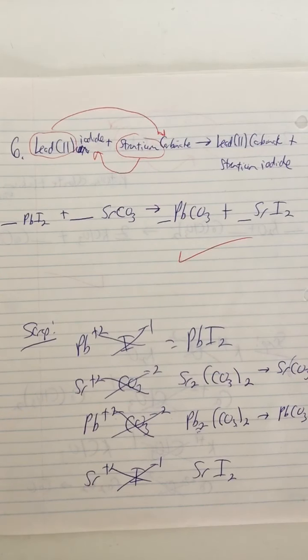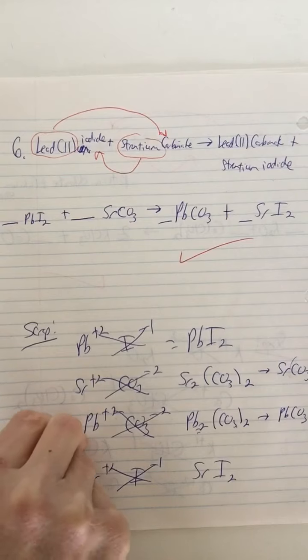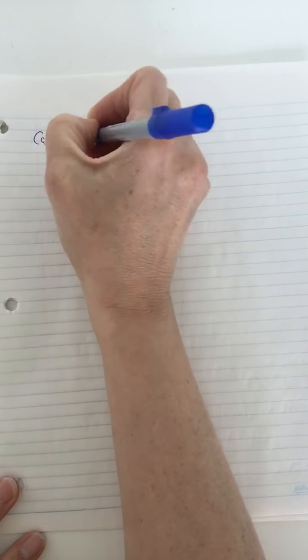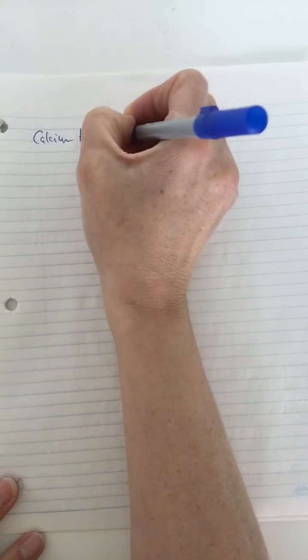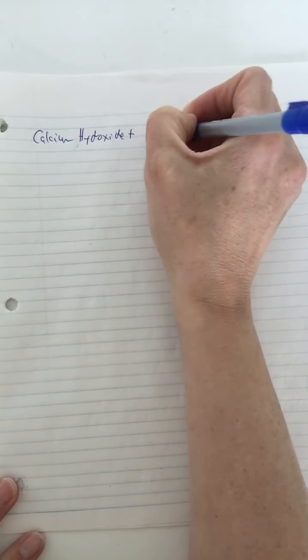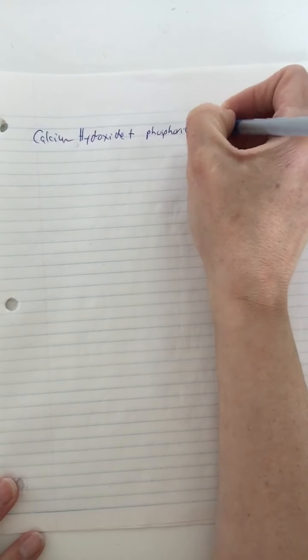So now I'll do 2 more, because I'll do 2 combustions. That was 2 double replacements, so I'll do 2 that are combustion examples. So let's look at, ooh, let's do this one. This one's good. Calcium hydroxide plus phosphoric acid yields what?